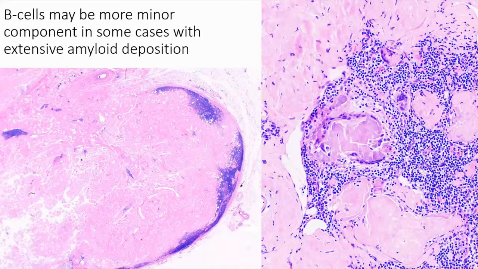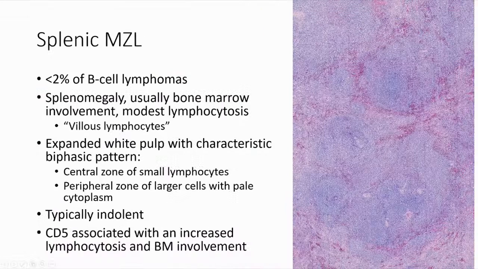So splenic marginal zone, also not very common, but very distinctive. Usually bone marrow involvement. They have a modest lymphocytosis. And what we have are these things called villous lymphocytes that have little polarized projections on them. And if you are fortunate enough to get a splenectomy, you see this characteristic white pulp pattern with a biphasic central zone of small lymphocytes and a peripheral zone of larger cells with pale cytoplasm.